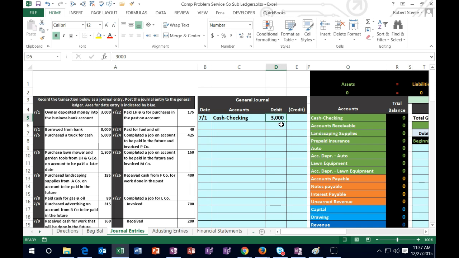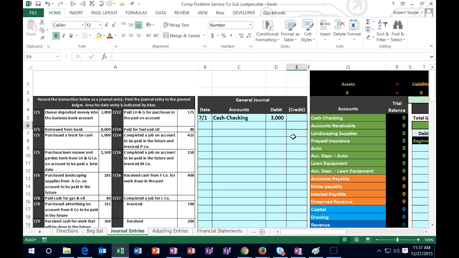comma in there. All right, so most of these accounts are only going to have 2 accounts affected, and we know that every transaction has to have at least 2 accounts, and every transaction has to have an equal number of debits and credits. Therefore, if there's a debit of 3,000, we're going to have a credit equal to 3,000.